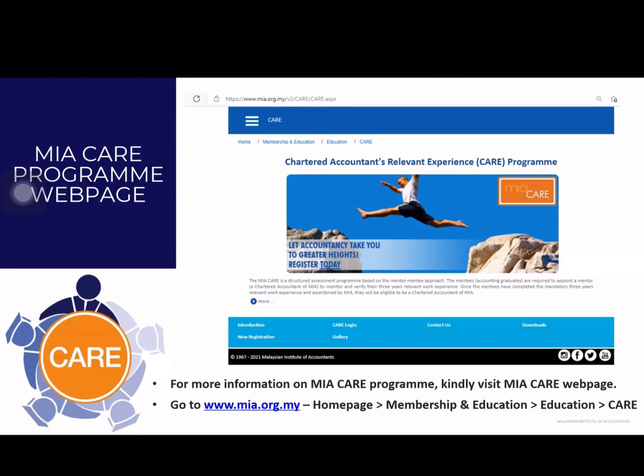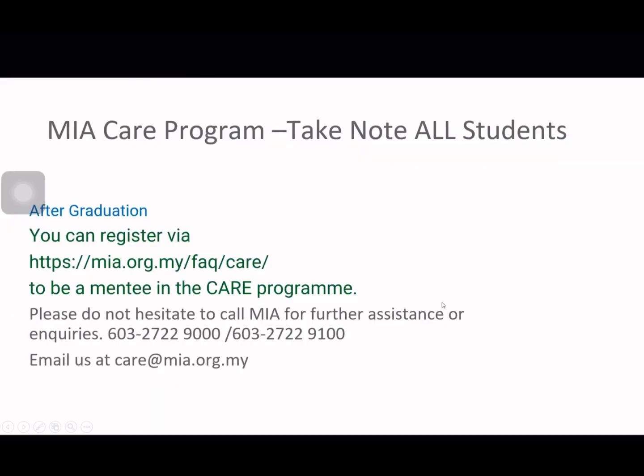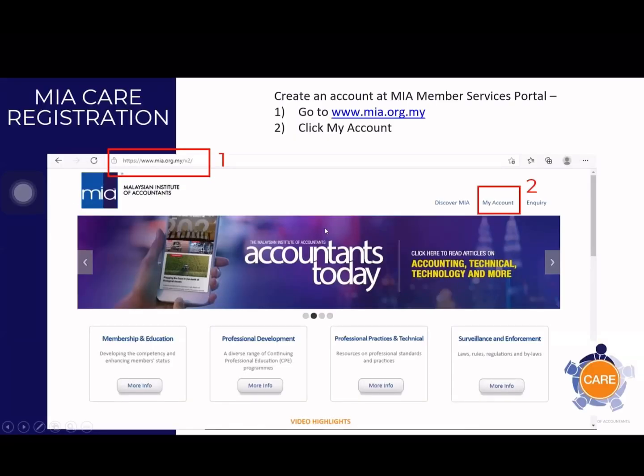So this is the CARE portal. Just hold on, I share with you. Okay, stop sharing. This portal, later I'll share with you. They have a lot of Q&A. You can call them and check with them. Students, this number also I will highlight to you later. So this is how it works.